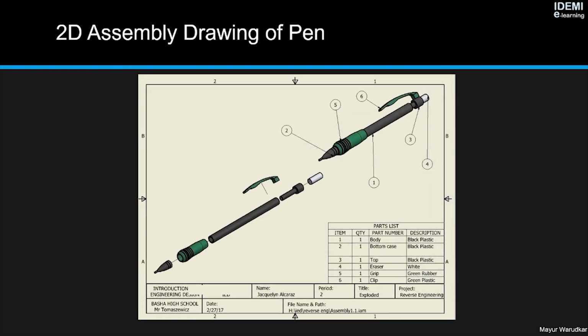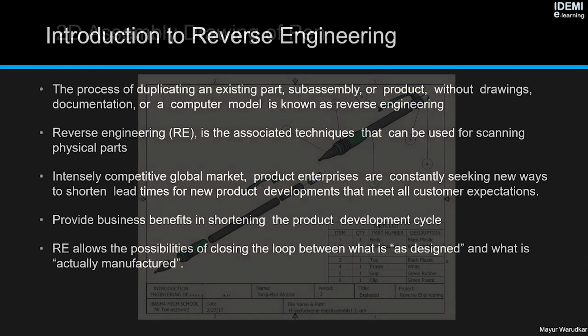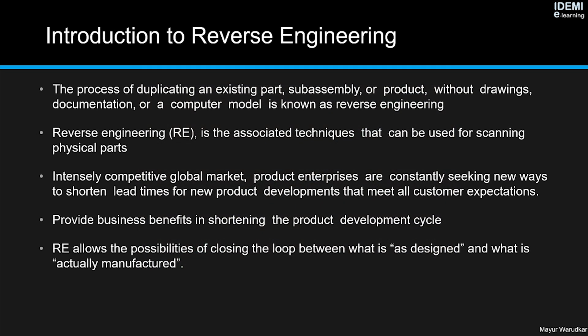In some situations, there may be a physical product without any technical details, such as drawings, bills of material, or engineering data. The process of duplicating an existing part, sub-assembly, or product, without drawings, documentation, or a computer model is known as reverse engineering.